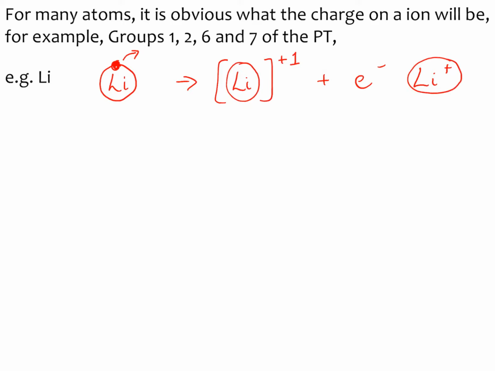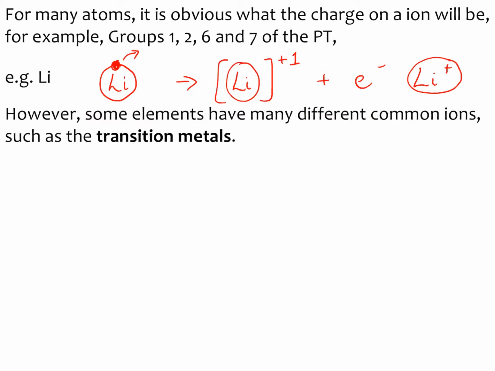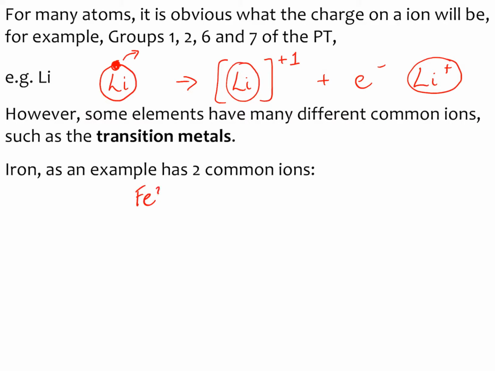It is a simple ion, and the same ions would form +1 for anything in group 1, and we'd have +2 ions for group 2, -2 in group 6, -1 in group 7. They are known as simple ions, always going to be the case. But some elements have different common ions. We've already mentioned these. So for example, the transition metals. Iron, as an example, has 2 common ions. It can form Fe2+, as we saw previously, but it can also form Fe3+.